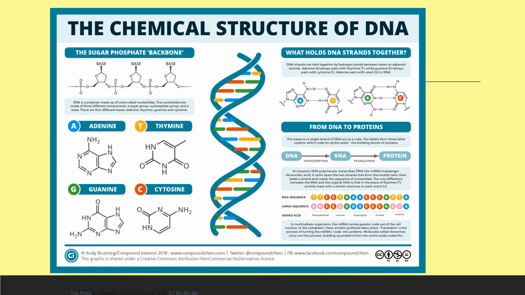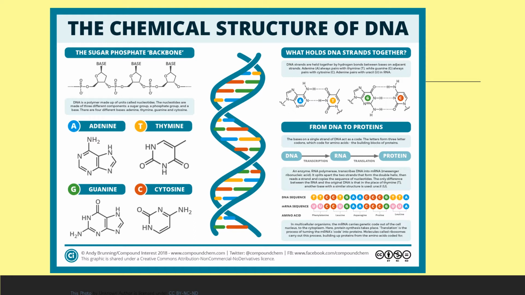So this is the chemical structure of DNA. Our DNA is made up of base, sugar and a phosphate group. So we can say DNA is a polymer made up of units called nucleotides. And what are nucleotides? The nucleotides are made up of three different components: a sugar group, a phosphate group and a base.